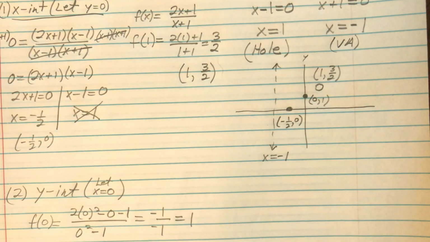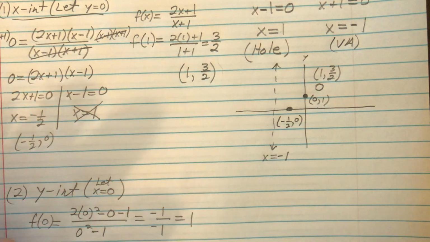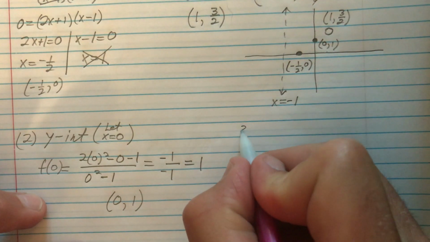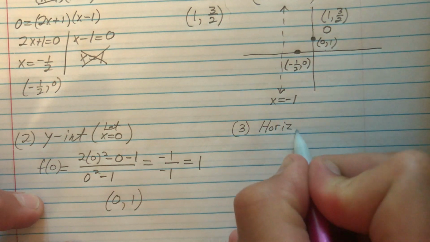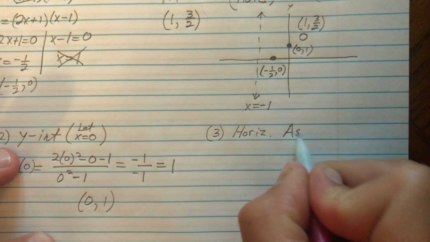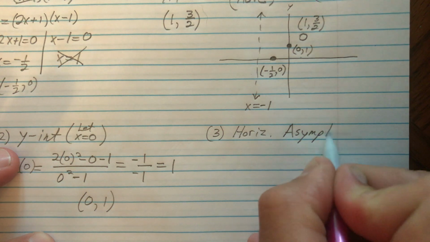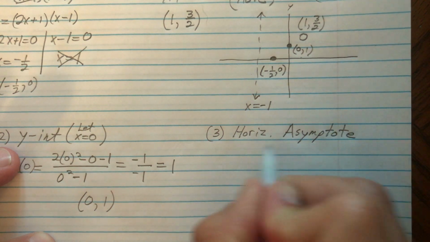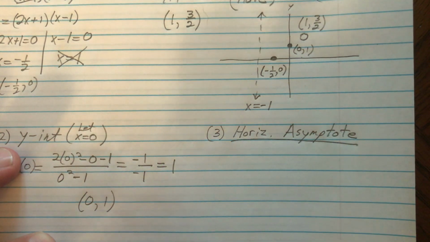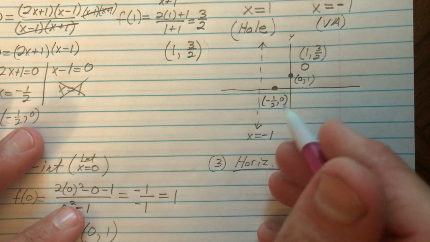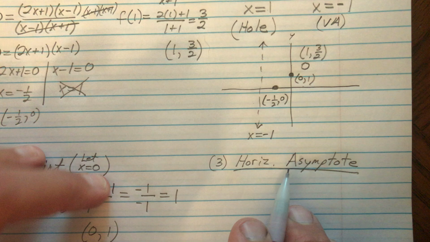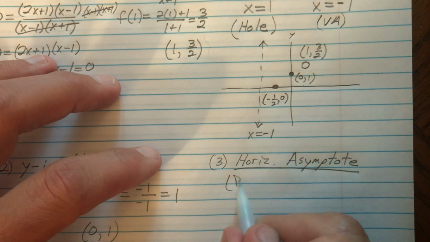And the last thing we need to find in order to sketch the graph is called a horizontal asymptote. A horizontal asymptote is a horizontal line that the graph gets really, really close to, far, far away from 0. So what we do is we plug in a huge number.